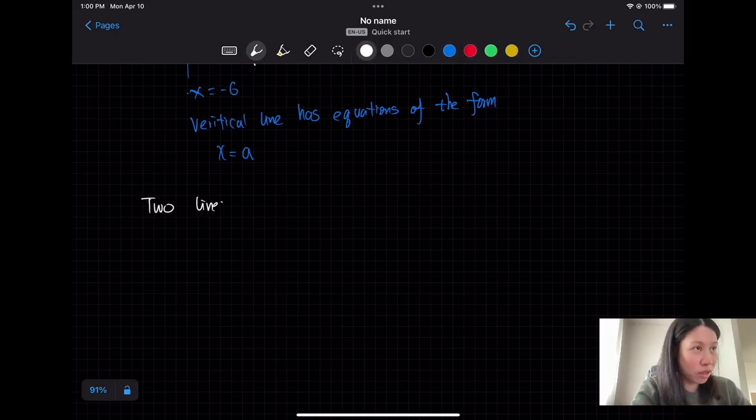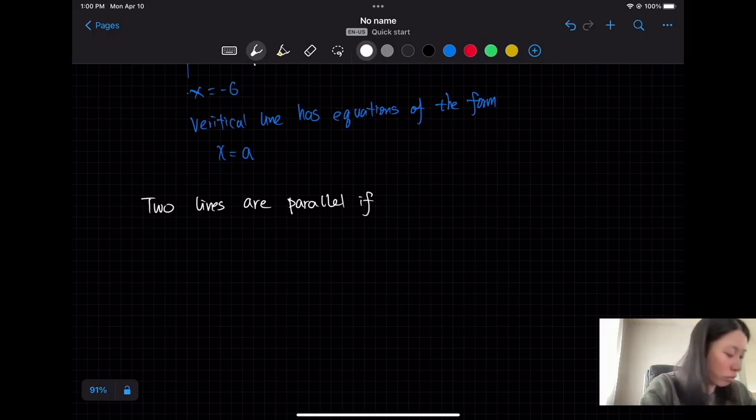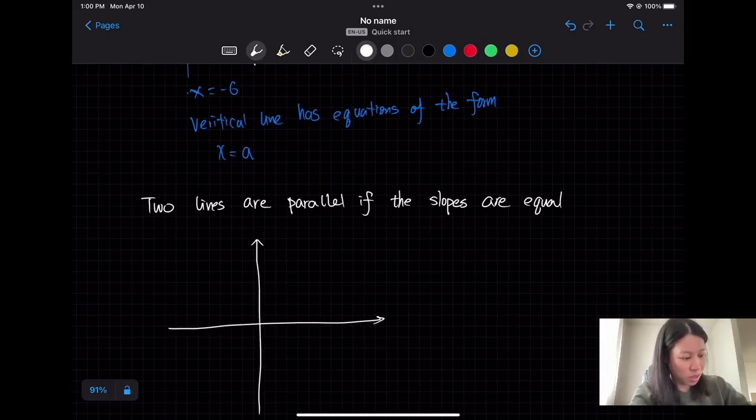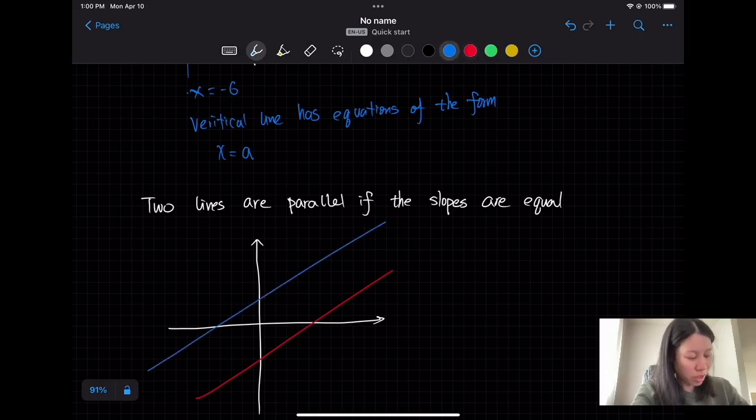Two lines are parallel if the slopes are equal. For example, here I have two lines, the red one and the blue one. If these two lines are parallel, that means they don't have an intersection.